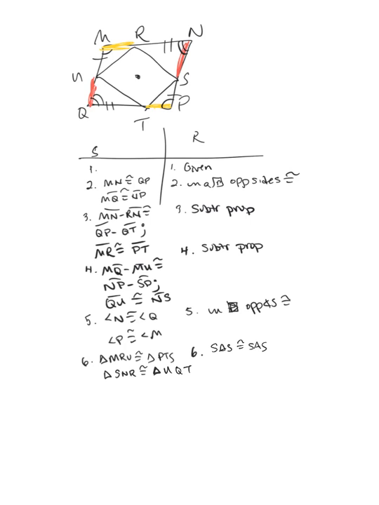Then I'm going to use CPCTC. So I have UR is congruent to ST. Then I have RS is congruent to UT. CPCTC, because corresponding parts of congruent triangles are congruent. Number 8, we can now state with good faith that that inner quadrilateral is a parallelogram.